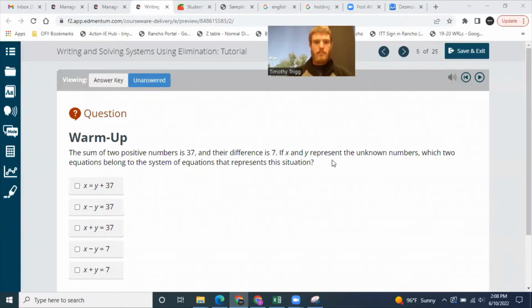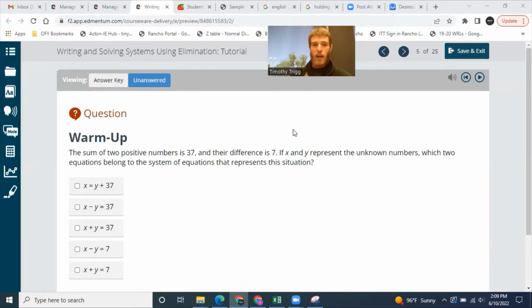Hello, math students. Today we're going to be going over writing and solving systems using elimination. In the previous two lessons, you probably saw writing and solving systems using substitution, and also using graphing. But in this case, we're going to be using the elimination method, and in my opinion, it's the easiest way to solve these systems, and also kind of the trickiest to understand what's happening.